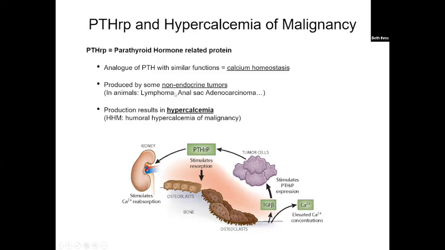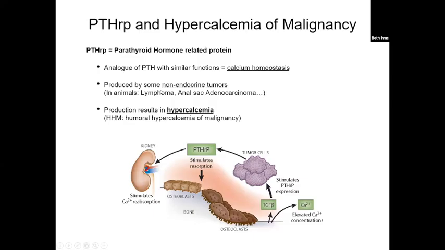Very common in lymphoma, extremely common in Agasaka, anal sac adenocarcinoma. Since these are highly malignant and metastasize early, if you see a dog with hypercalcemia and no other signs, go stick a finger up the butt right now. Look for one of these guys. I ain't playing, y'all.